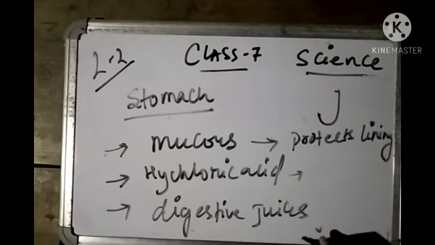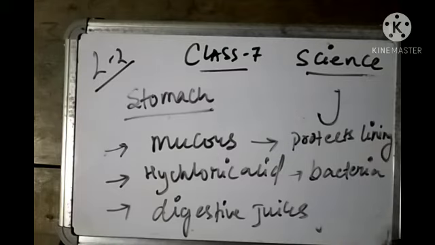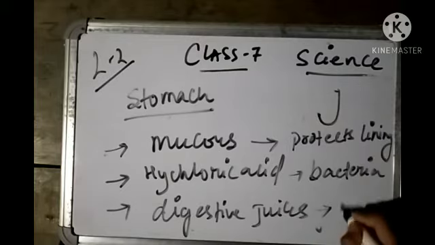Hydrochloric acid kills many bacteria. It also makes the medium acidic in the stomach and helps the digestive juices to act. It activates the digestive juice, which breaks down the proteins.